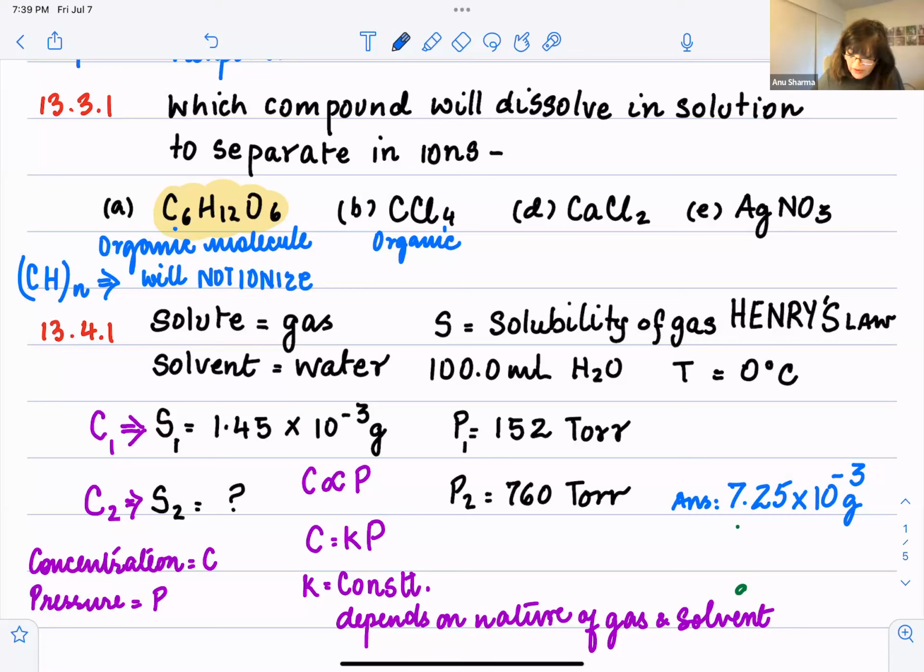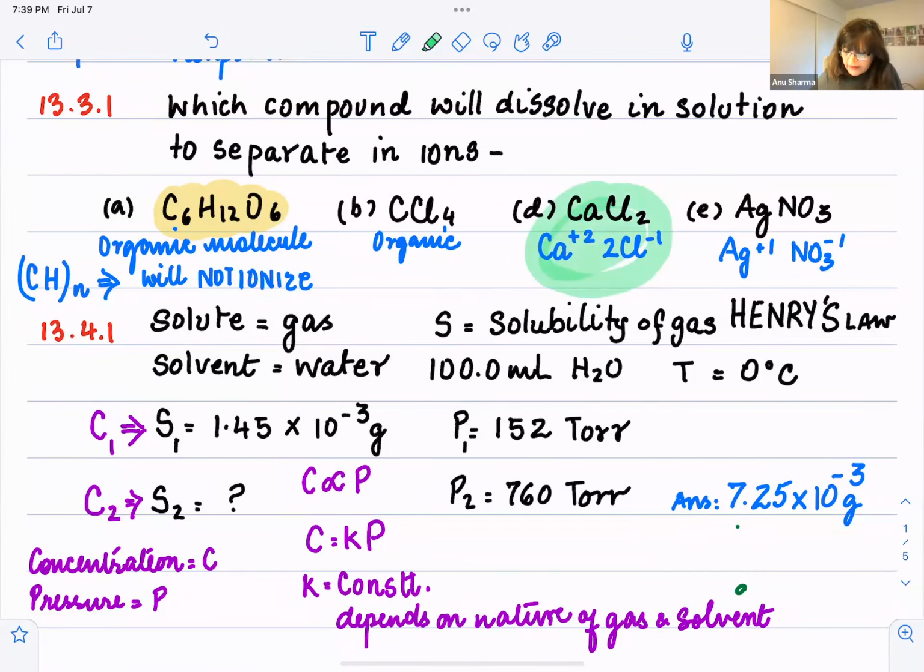Okay, next is the carbon tetrachloride, calcium chloride. So calcium will give you a +2 charge, and chlorine a -1 charge. Here, silver will break up into silver +1 charge and nitrate into -1 charge. So which compound will dissolve? Basically, we will see that the calcium chloride will dissolve in water, but sparingly soluble. Silver nitrate will dissolve completely. So this one will dissolve fully, but calcium is partially soluble. So this is sparingly soluble.